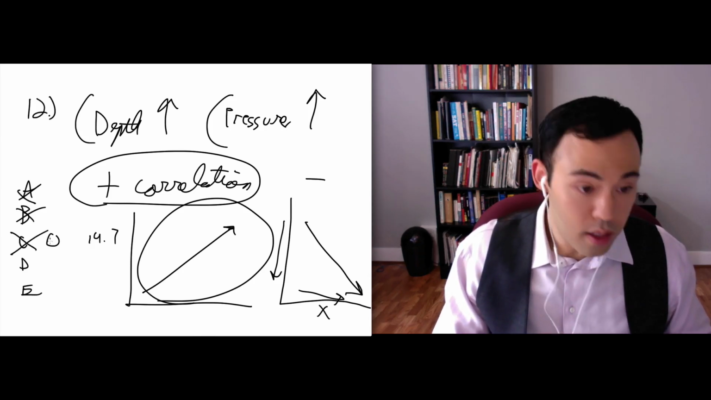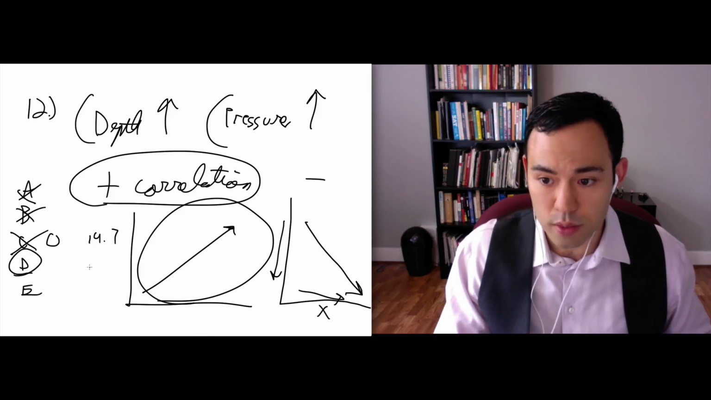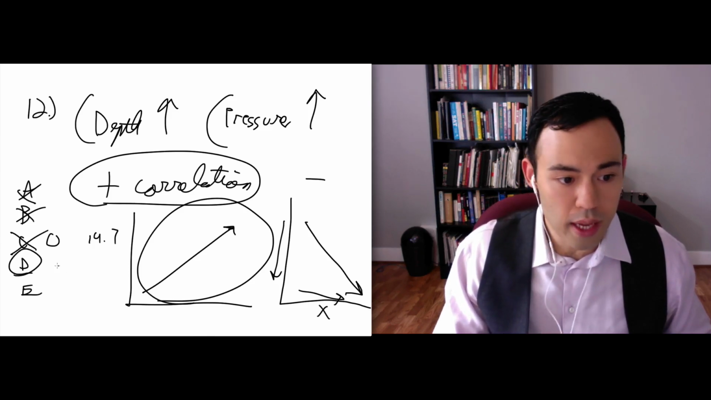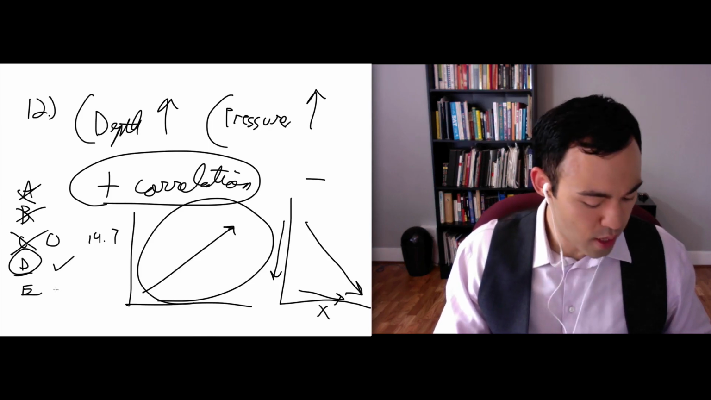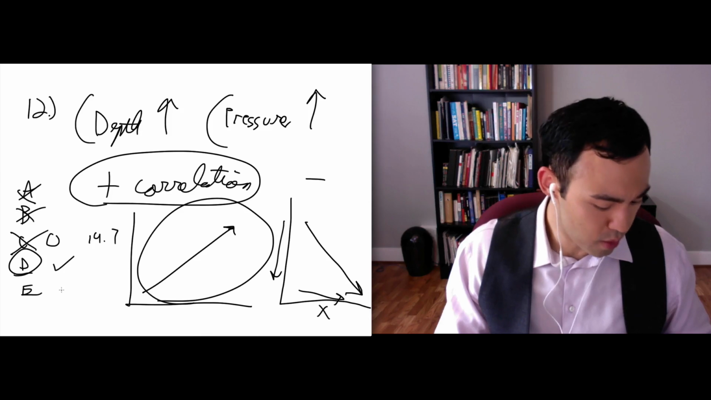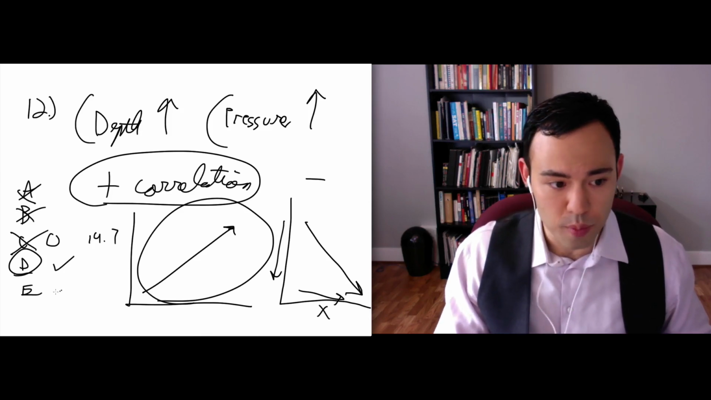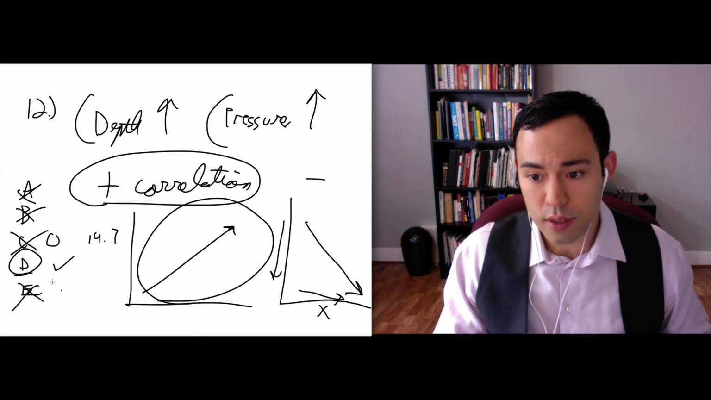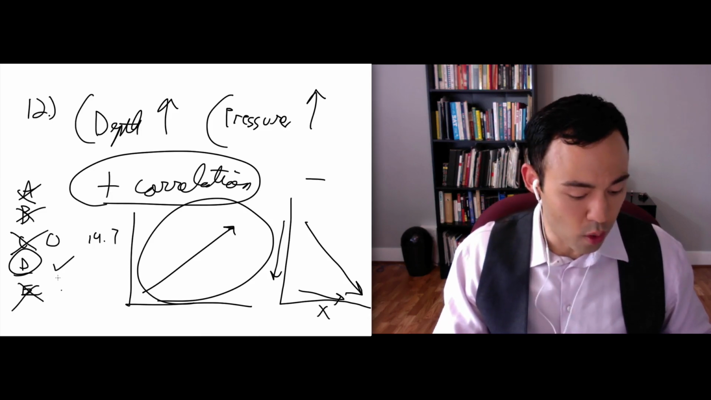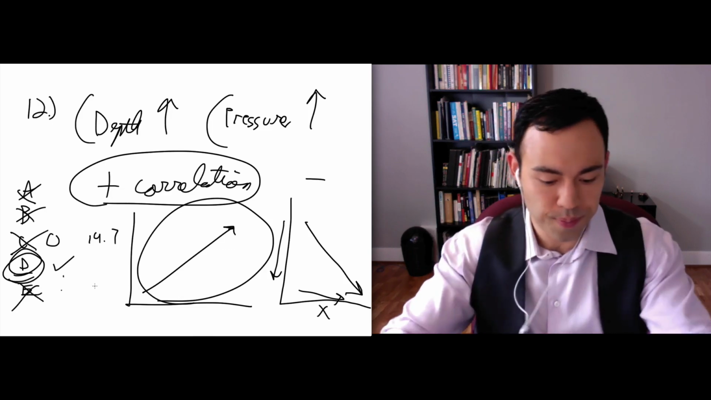And for D, now D is looking quite promising. They have the pressure starting at some positive value. We don't know exactly what it is, but that looks promising. So let's keep that in mind. And then when we look at E, right away we see that pressure is starting at 0 and depth is starting at something positive, which contradicts all the information in the graph. So we're left with answer choice D.